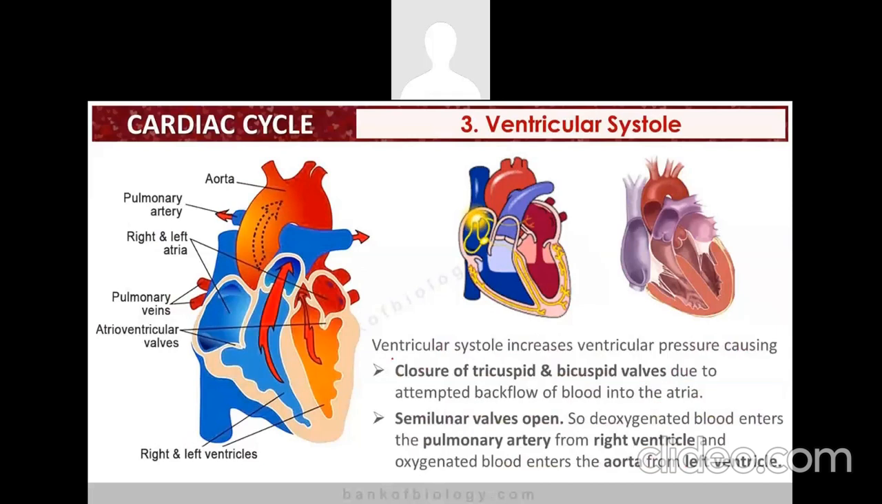So the ventricular systole increases the ventricular pressure, and this causes the closure of both the valves, the bicuspid and the tricuspid, so that there is no backflow of blood. And this backflow should never go to the atria. Now the semilunar valves open, so the deoxygenated blood enters the pulmonary artery from the right ventricle, and the oxygenated blood enters the aorta from the left ventricle.